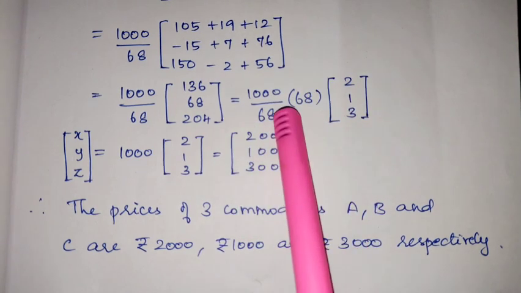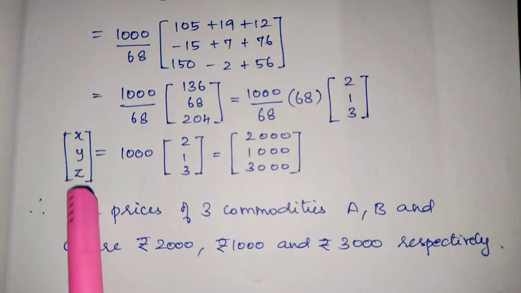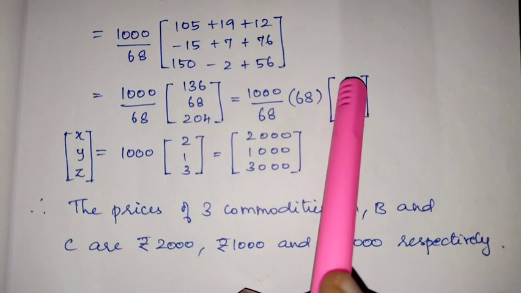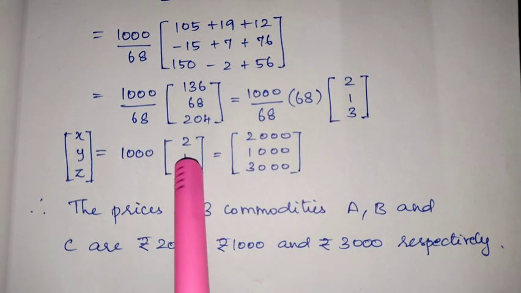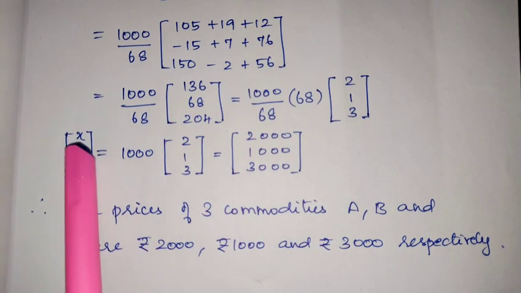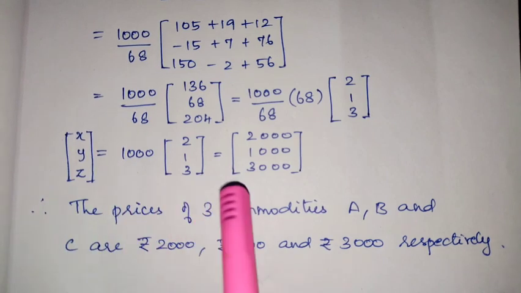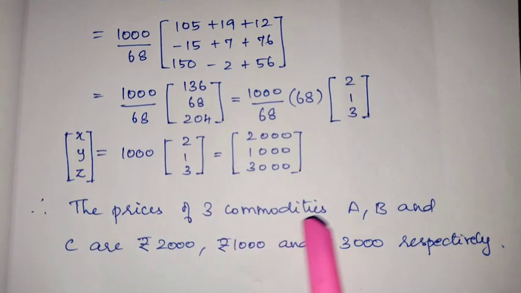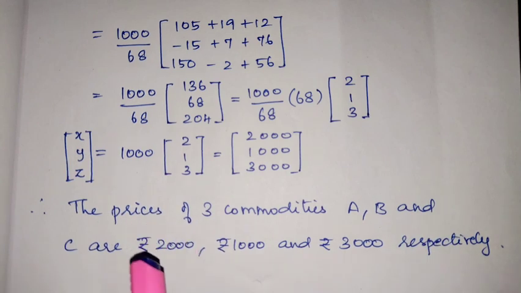Right? Now the 68 and 68 are cancelled. So you know that X matrix is nothing but X, Y and Z. So 1000 into matrix of elements 2, 1 and 3. Bring this 1000 inside. So it is 2000, 1000 and 3000. So x is equal to 2000, y is equal to 1000, z is equal to 3000. So the prices of three commodities A, B and C are rupees 2000, 1000 and 3000 respectively. And that's all. Thank you.